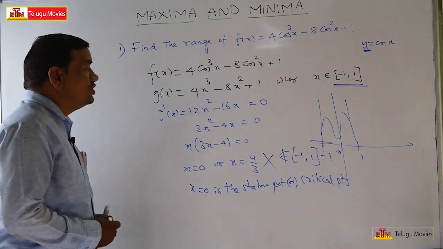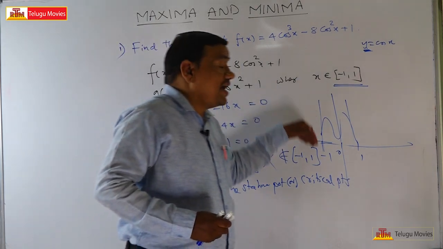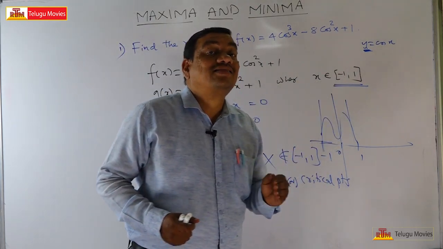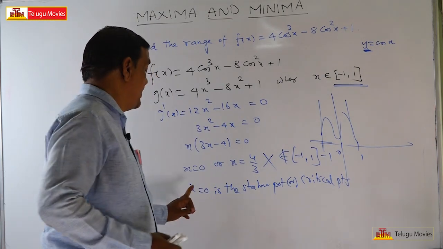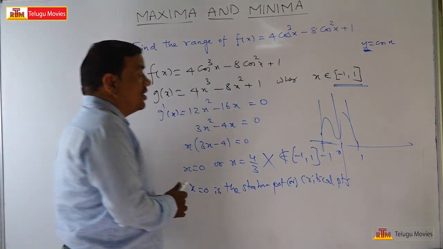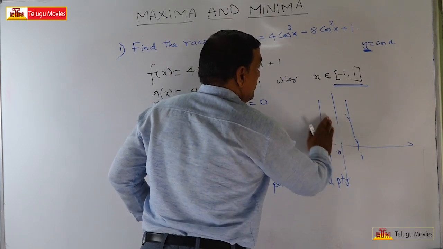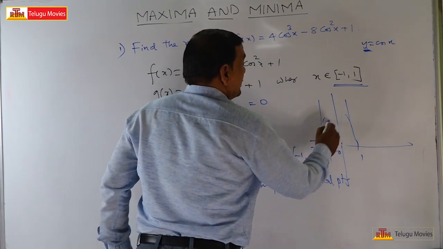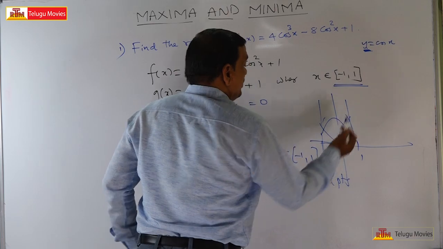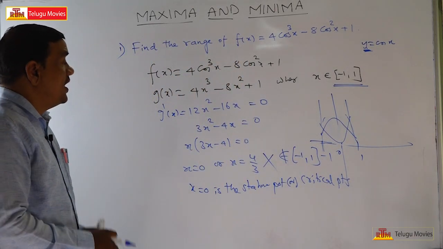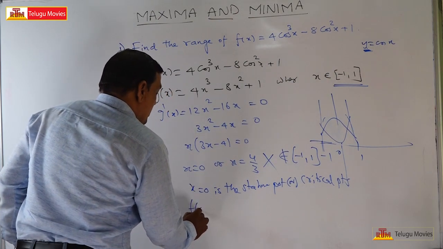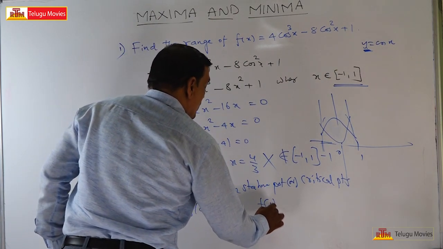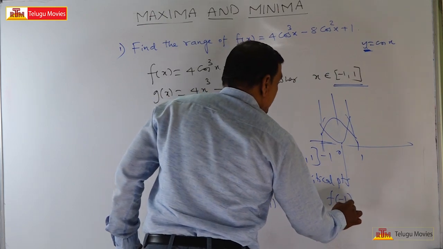x is equal to 0 is a critical point, which means the curve will turn there. From minus 1 to 1, there will be only one critical point, x is equal to 0. Now we have to check the functional values. So, we have to check the f of 0 value, f of 1 value, and f of minus 1 value.